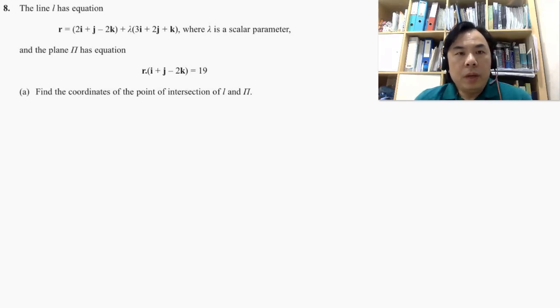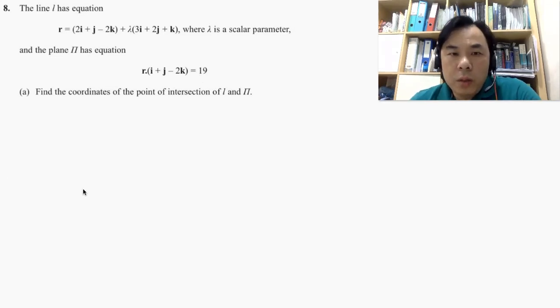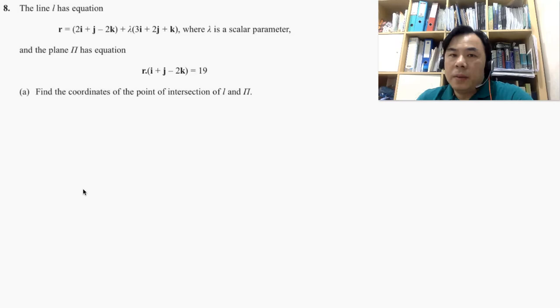Now we have a line L given by this vector equation, where lambda is a scalar parameter, and the plane pi has an equation given by r dot (i + j - 2k) = 19, where this is the scalar product. Our first question is to find the coordinates of the point of intersection between the line L and the plane pi. Now let's look at how to work this out.